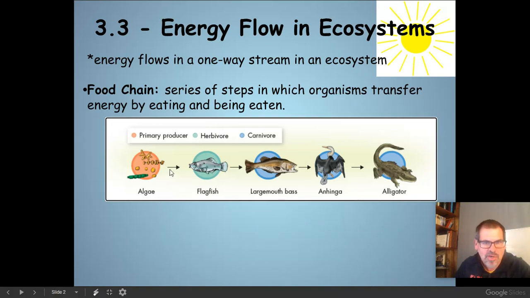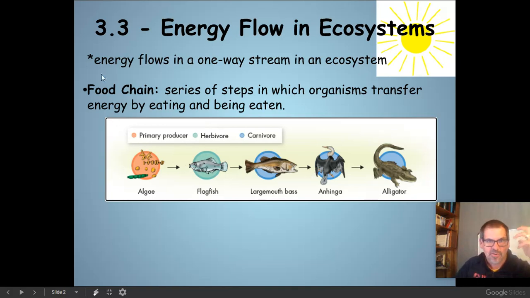And note the direction of these arrows. So here we have our producers, our algae, our primary producers, and that's consumed by the flagfish. The flagfish is consumed by the largemouth bass, which is eaten by the anhinga, which is eaten by the alligator. Now, these arrows do not indicate what's eating what, right? The algae is not eating the fish. The arrows indicate which way the energy flows.